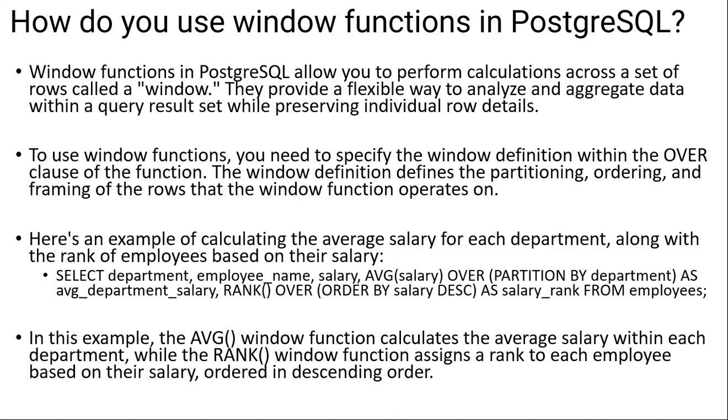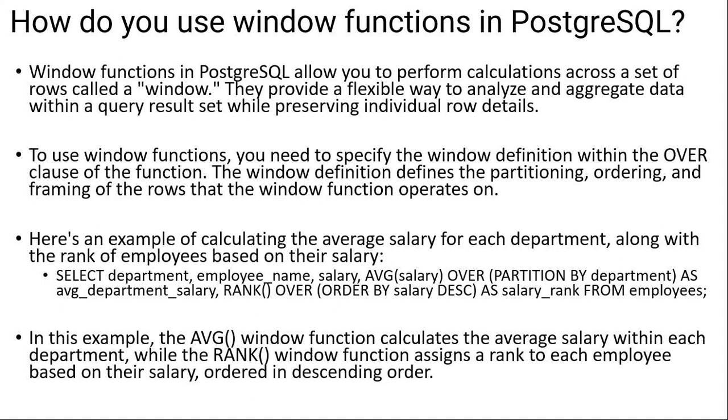Window functions in Postgres allow you to perform calculations across a set of rows called windows. They provide a flexible way to analyze and aggregate data within a query result set while preserving individual row details. To use a window function, you need to specify a window definition within an OVER clause of the function. The window definition defines the partitioning, ordering, and framing of the rows that the window function operates on.